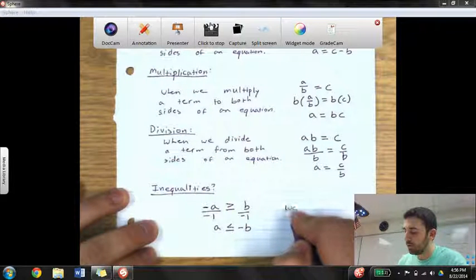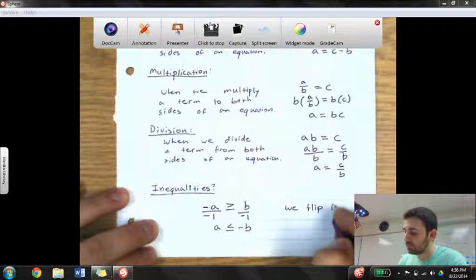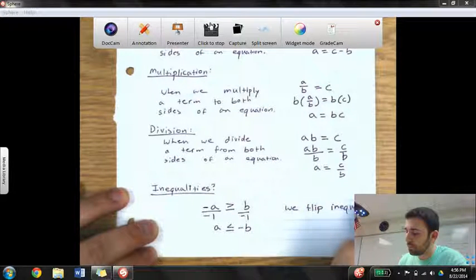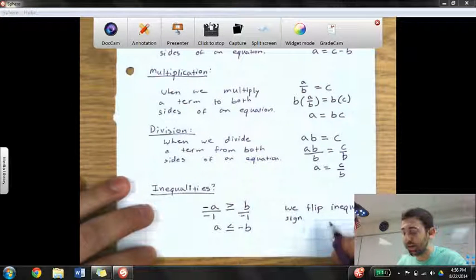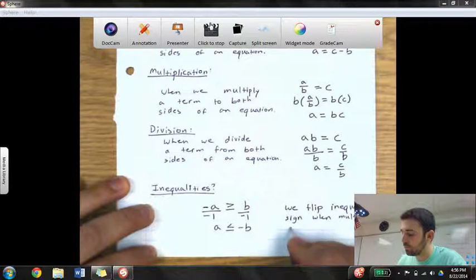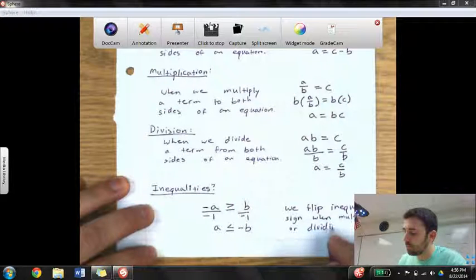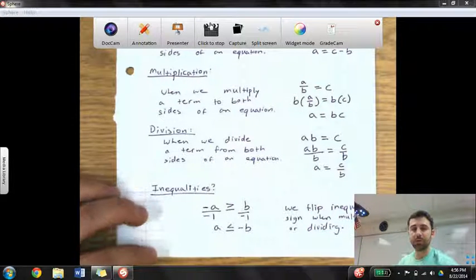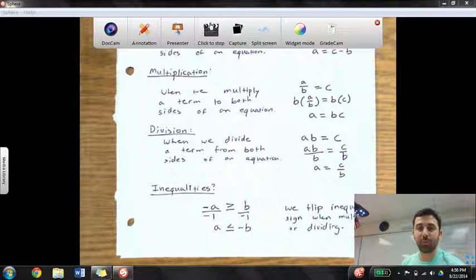So we flip the inequality sign whenever we multiply or divide by a negative. We use these rules and properties throughout all math and when we're solving equations.